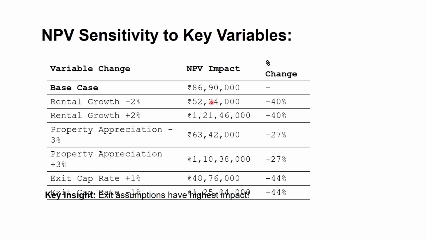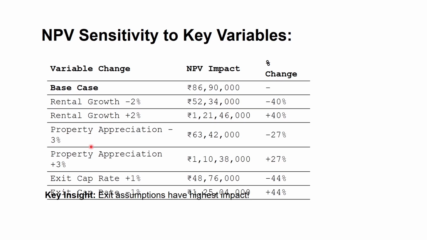Rental growth changes have significant impact. So, reducing rental growth by 2% points drops NPV to 52.3 lakhs, a 40% decline. Conversely, increasing rental growth by 2 points boosts NPV to 121.5 lakhs. This 80 percentage point swing demonstrates the importance of realistic rental projection.